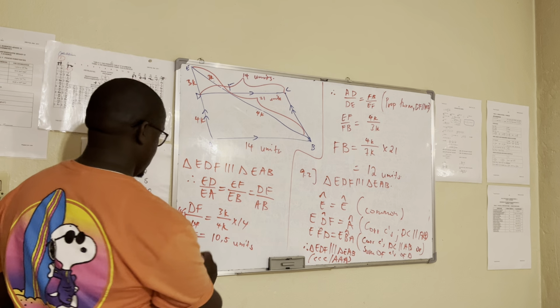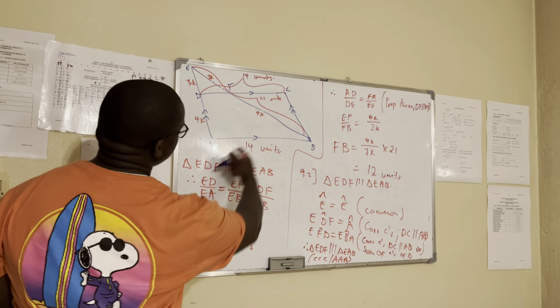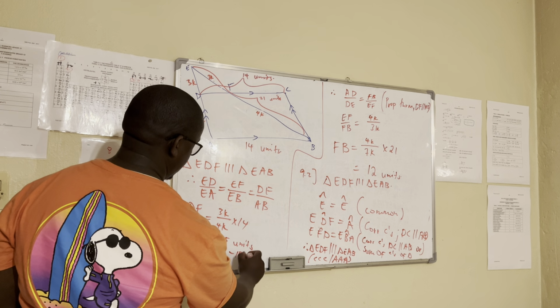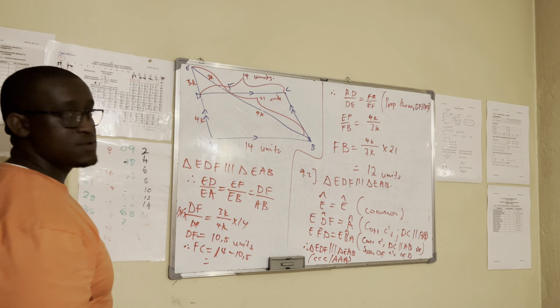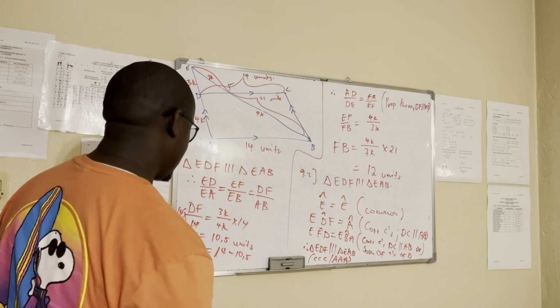FC is going to be AB, which is 14 units, minus 10.5, and what's the answer?